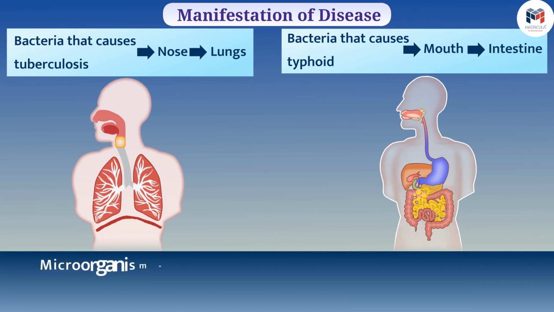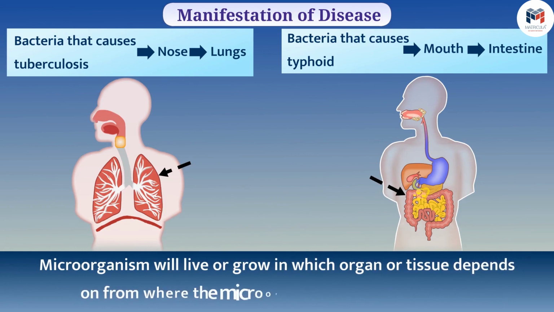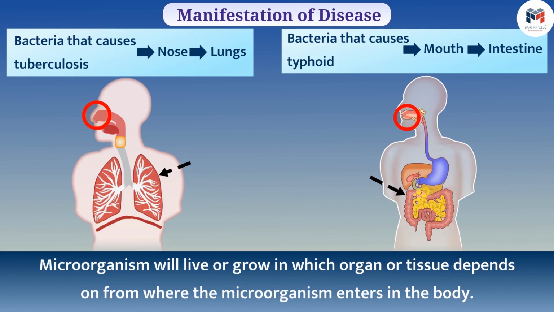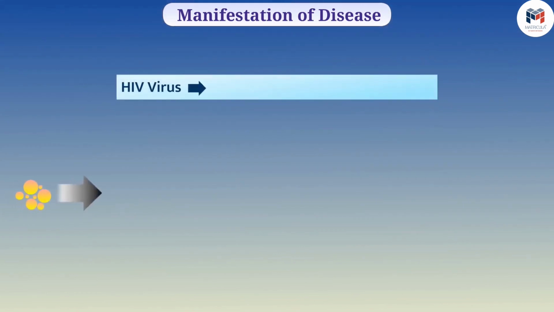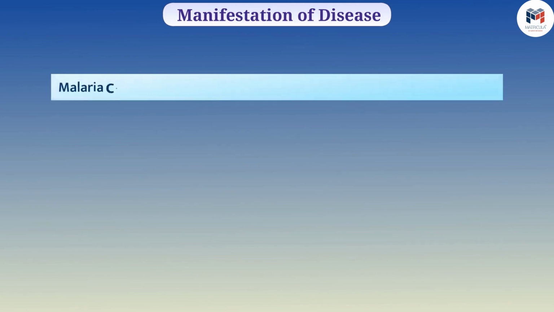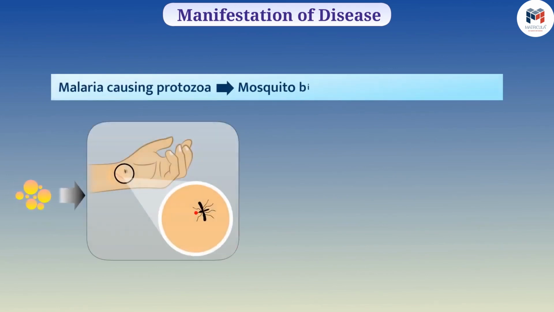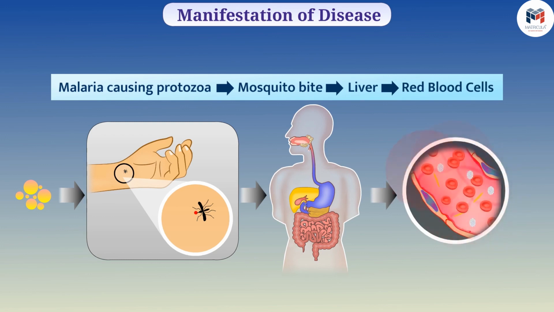Therefore, the organ or tissue in which the microorganism will live or grow depends on where the microorganism enters the body. But this is not always the case. For example, HIV virus enters the body via sexual organs and grows inside white blood cells. Similarly, malaria-causing protozoa enter through a mosquito bite and live in the liver and after that grow inside red blood cells.